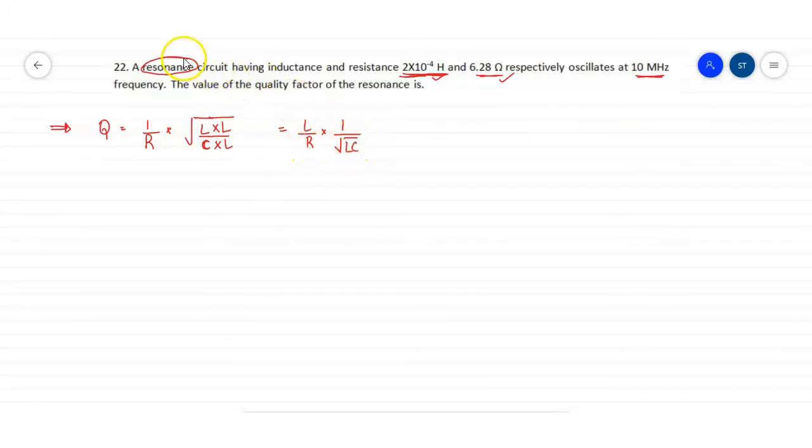We are given a resonance circuit. In a resonance circuit, the angular frequency of the circuit is nothing but 1 upon root LC. So this is nothing but omega of the circuit. So this will be equal to omega into L by R. Omega is nothing but 2 pi f. So we can write Q is equal to 2 pi f into L by R.